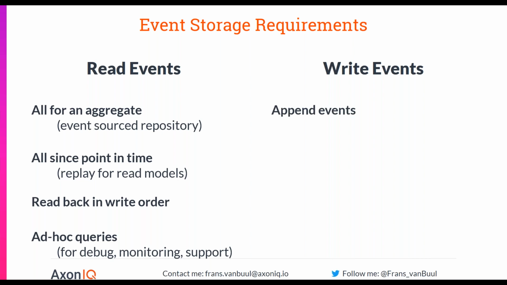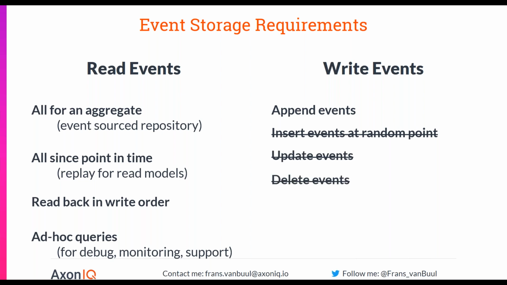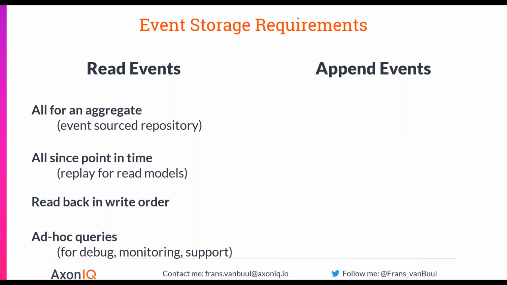On the right side, we obviously need to append events at the end of the event stream. There's a couple of things that we don't need to do, and that's important as well. We don't need to be able to insert events at a random point. We don't need to update events, they're immutable. We don't need to delete events because they're immutable and they have happened. It doesn't make sense to delete them, which means that it's actually not about writing events, it's about appending events, which is a lot simpler to do if you would have to implement a database system from scratch.